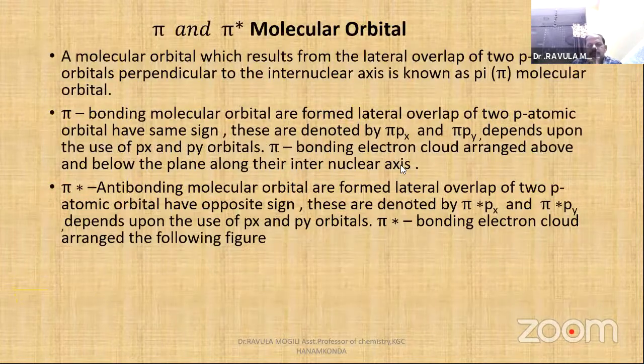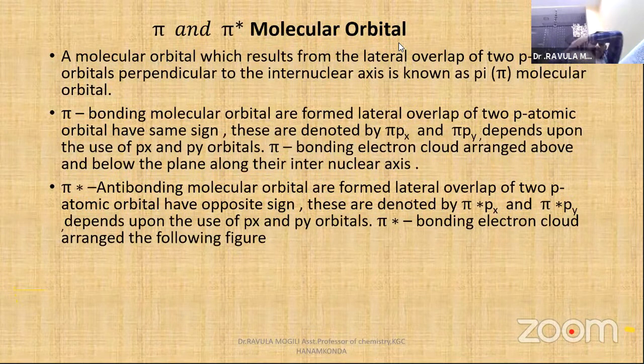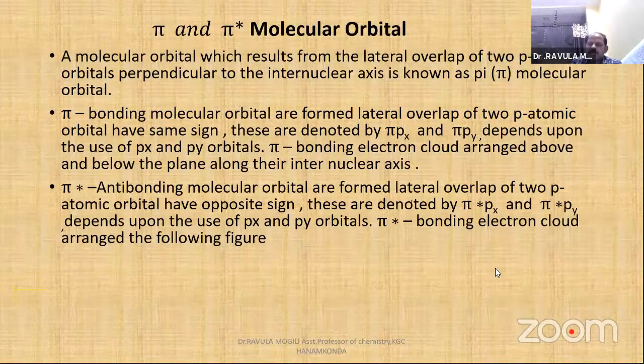So pi bonding molecular orbital, if the orbital has partial overlap. So partial overlap, or perpendicular to the internuclear axis, is called a pi bond. A pi bond is also denoted by pi and pi star. If the same sign of two lobes is partially overlapped, it is the formation of pi bonding. If it is different, plus minus lobes can be approached or associated, that is a pi star.